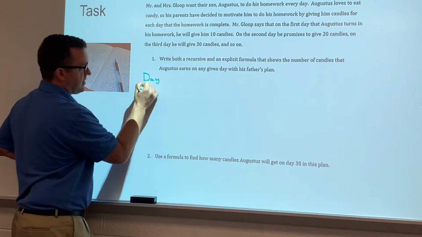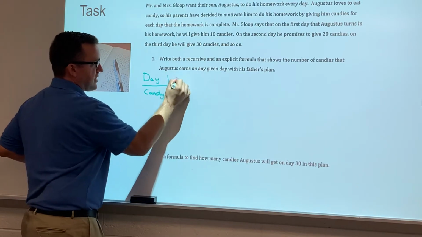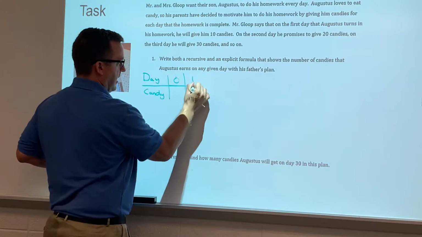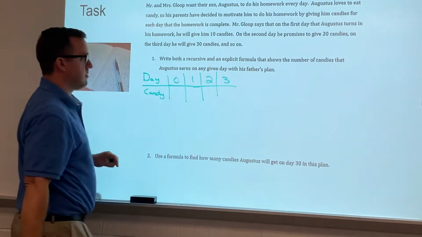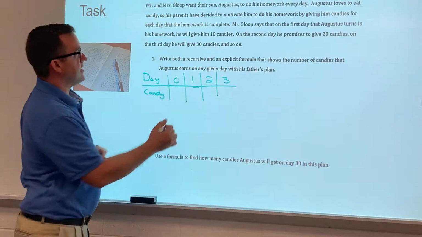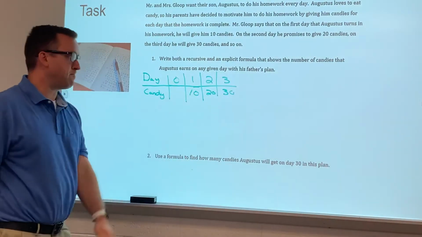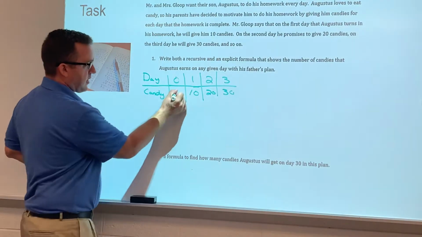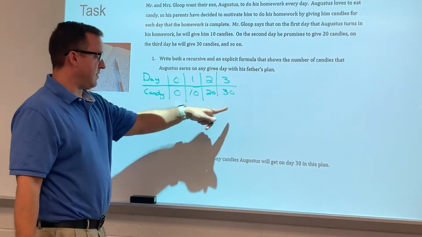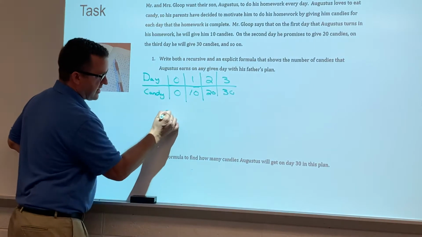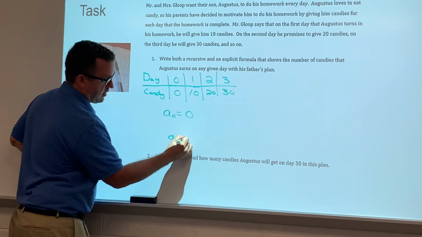So we have day, and then candy. So I'm actually going to start at day 0 and fill that in. So on the first day, his dad gave him 10 candies, and then 20, and then 30, and it keeps going on. Now, on day 0, he would have 0 candies. Now, to look at this in the sequence, I would say a sub 0 equals 0, and we could also say a sub 1 is equal to 10.